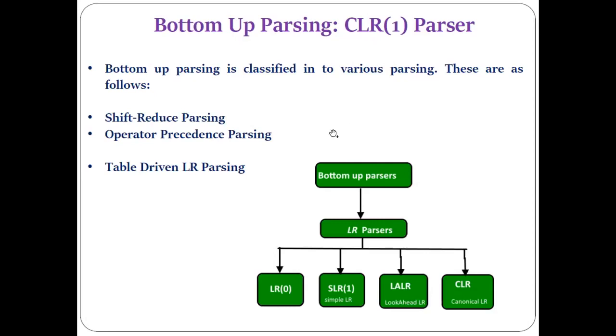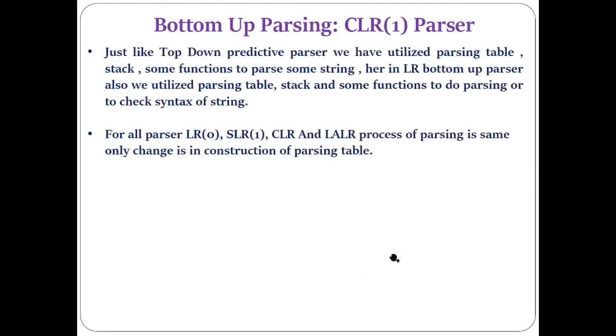Under shift-reduce parsing, we have discussed operator precedence parsing also. And from the last lecture, we are discussing the table-driven parsers. Under the table-driven parsers, which are also referred to as the LR parsers, already we have discussed the LR0 parsers and the SLR1 parsers. Now, if you see the CLR1 parser, in bottom-up parsing, CLR1 is the third technique.